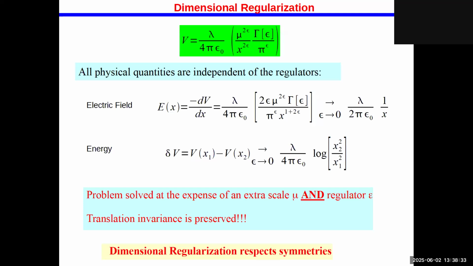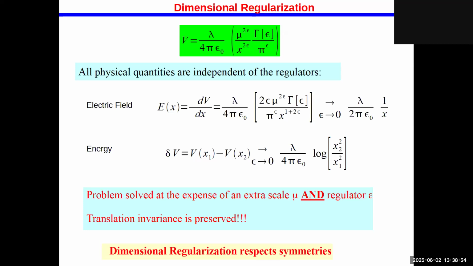So here's what I get for the dimensional regularization. It's up there in green. And again, we want to check. The potential depends on this artificial epsilon parameter that I introduced, and the artificial mu parameter that I introduced. So that's very dependent on those things. But I want the physical quantities to be independent of those regulators.